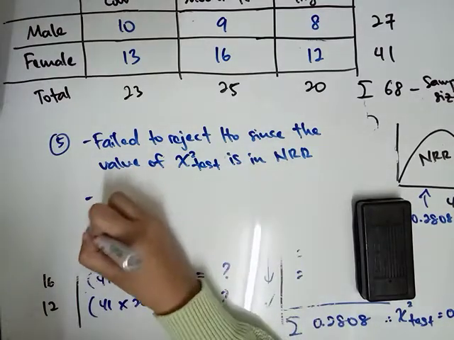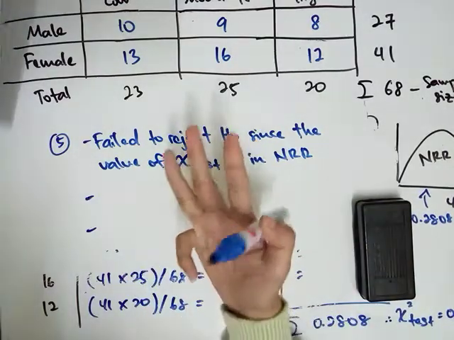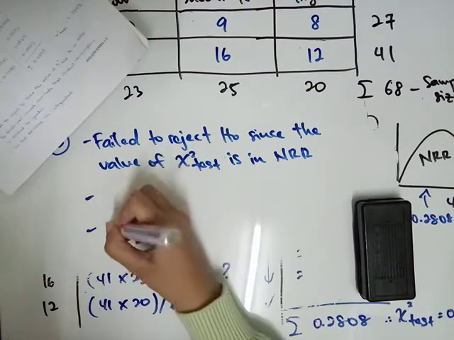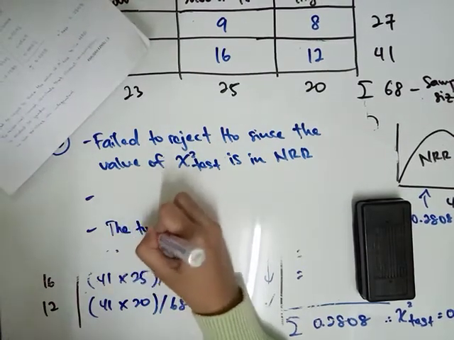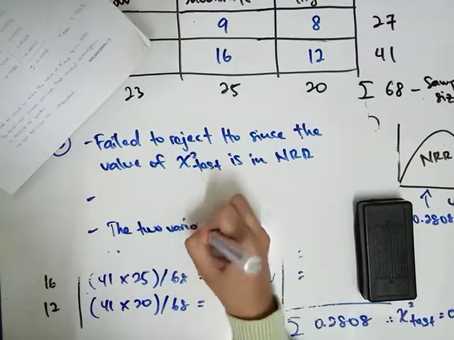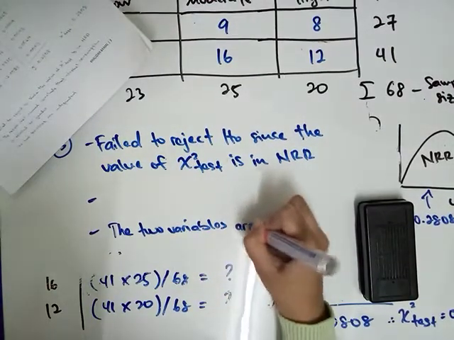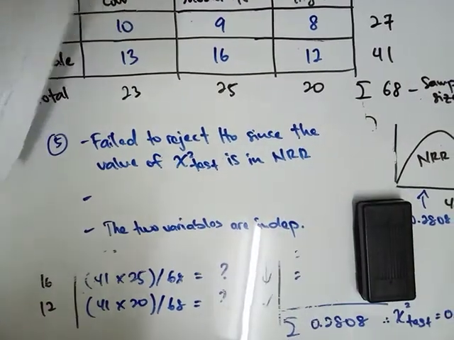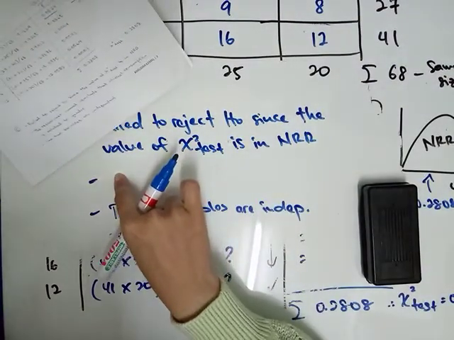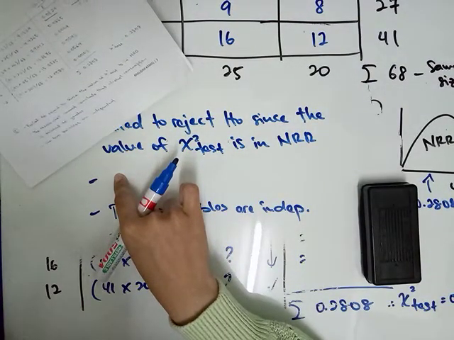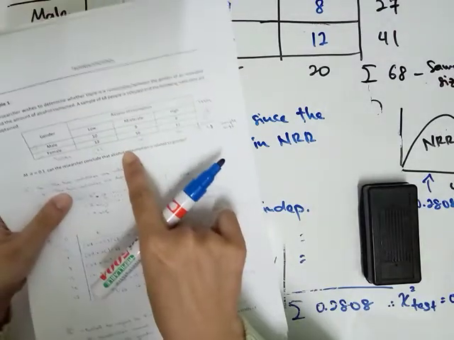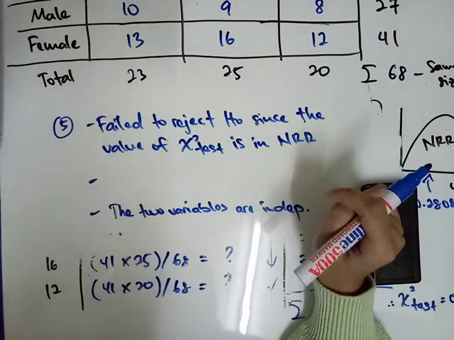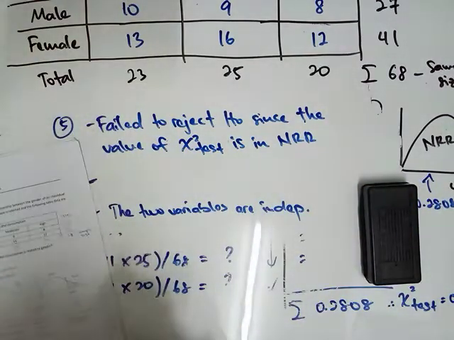Okay, the last conclusion. Okay, we have three conclusion. So the last conclusion, awak ambil balik the two variables. The two variables are independent. Second conclusion, jawab soalan dia. Okay, alcohol consumption is not related to gender. Ambil balik soalan tu. Okay, awak jawab is not related to gender. Okay, boleh faham tak? So, this is chi-square test.